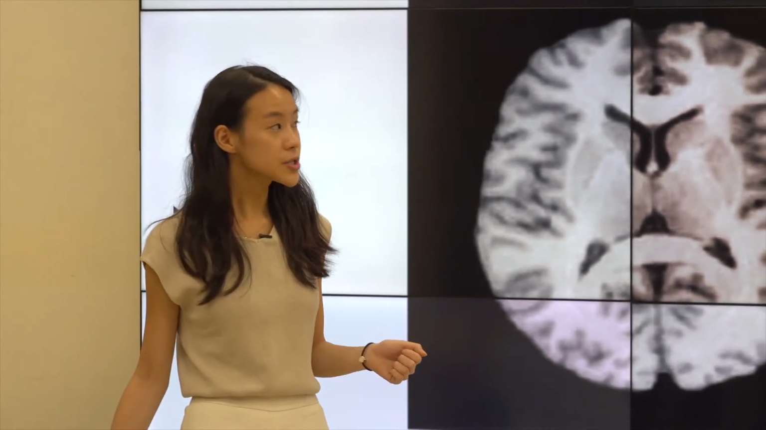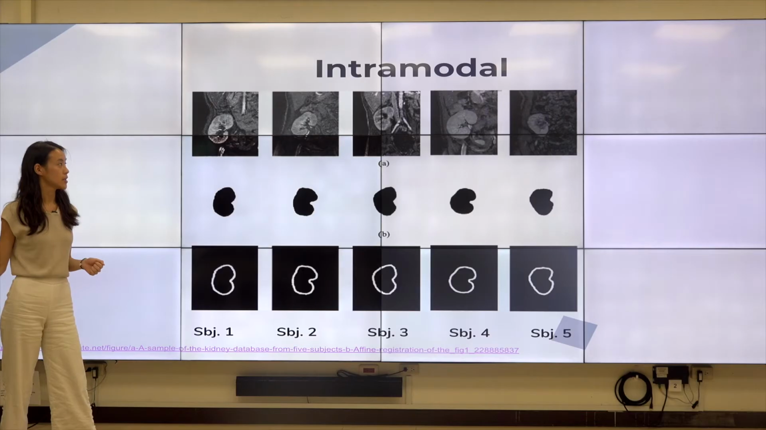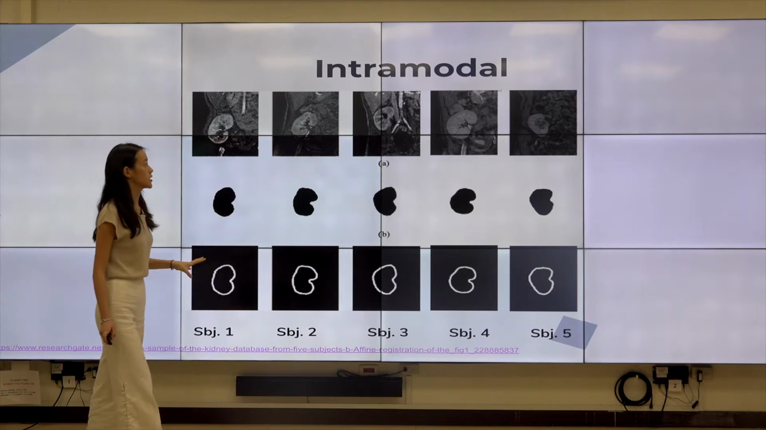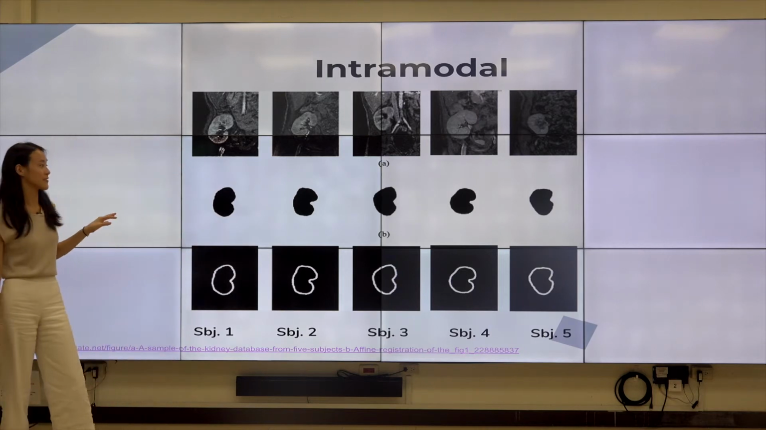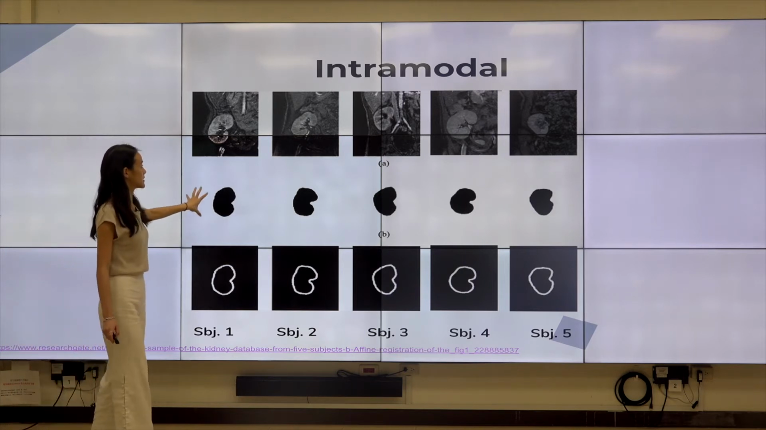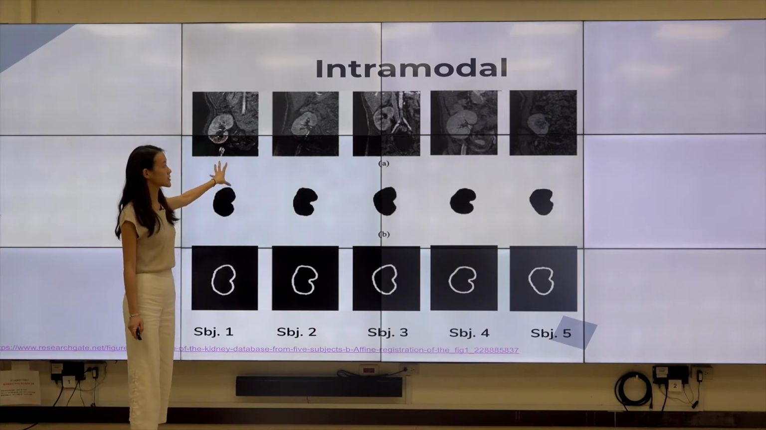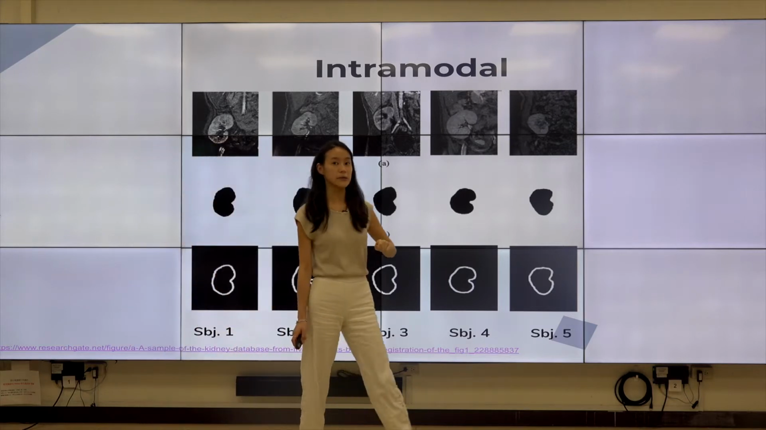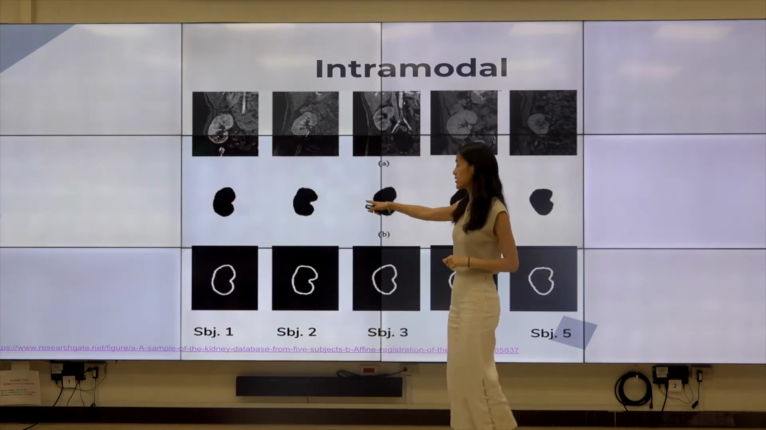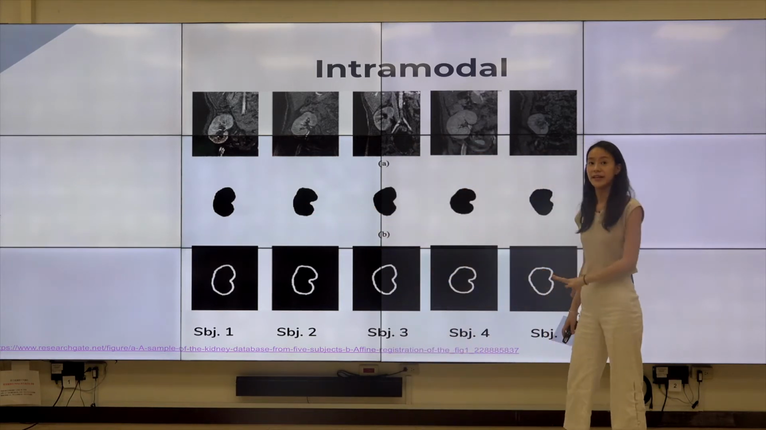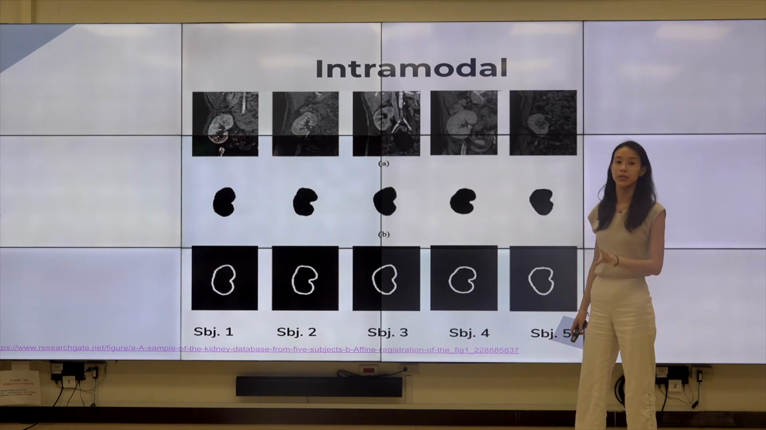Looking at an intramodal situation, we can see in this case, which is between different subjects. One thing to note is that this isn't of the brain, this is actually of the pancreas, or the kidney, sorry. But one thing to note about this is the fact that these are 5 different patients with the same MRI scan. However, as you can see by these masks, they're very, very different. And for a doctor to be able to look at the difference between each of these kidneys would be very hard without registration.